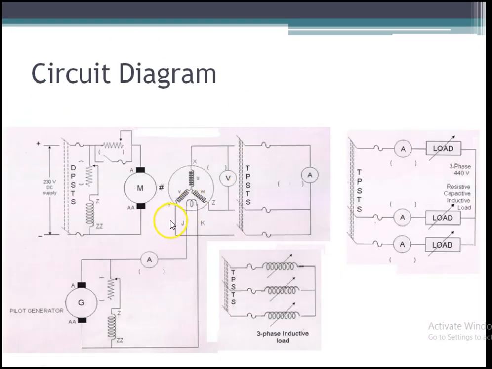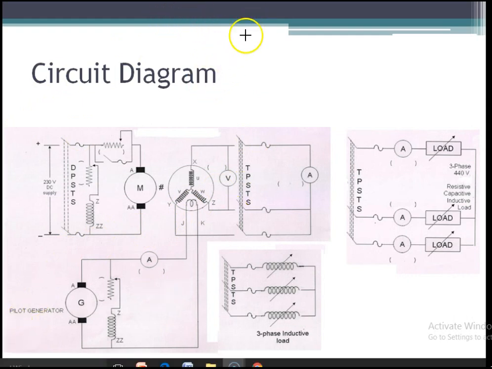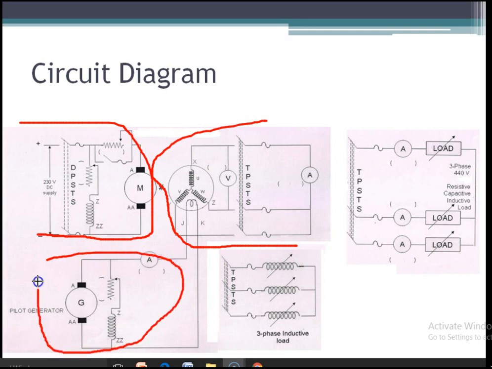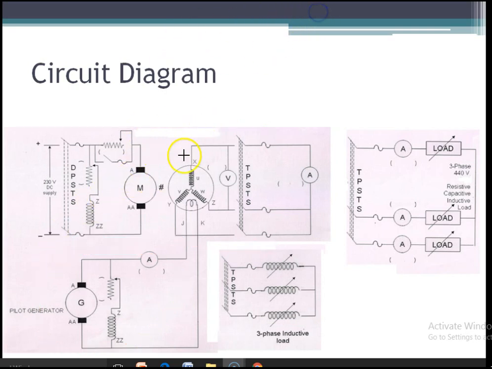This is the circuit connection and circuit diagram. In this case, the first part of the circuit we call the prime mover circuit, this part we call the alternator circuit, and this we call the excitation circuit of the alternator. In the prime mover circuit, you see there is a DC motor which is used to give mechanical input to the alternator, and this DC motor is supplied by a 230 volt DC.